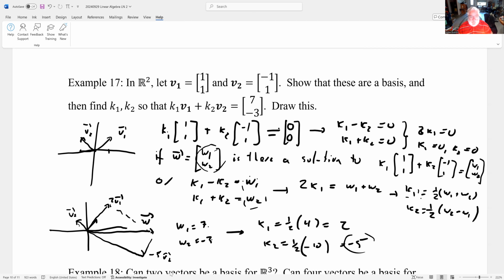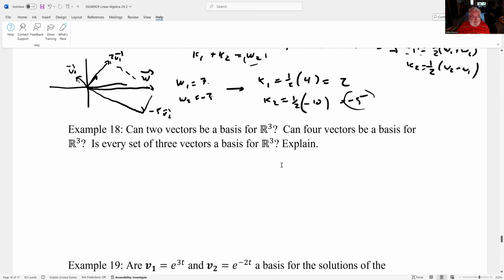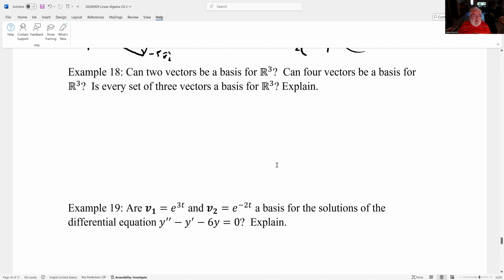So that's a basis. A basis can be just any two. In R2, it's any two linearly independent vectors. In R3, it's any three linearly independent vectors. So here, can two vectors be a basis for R3? The answer is no. You need at least three, right? Because two vectors will give you a plane, but that's not all of R3.